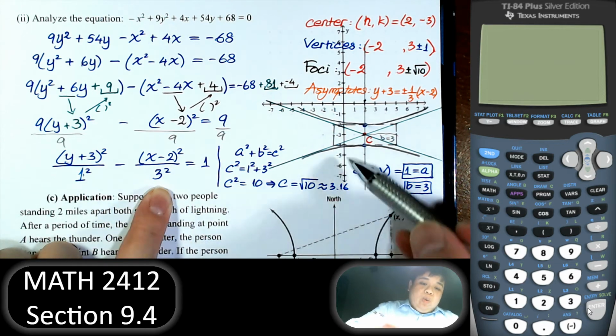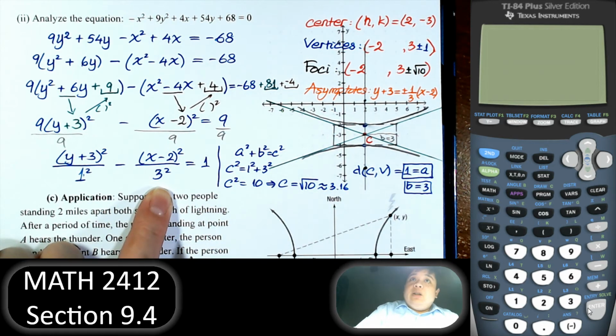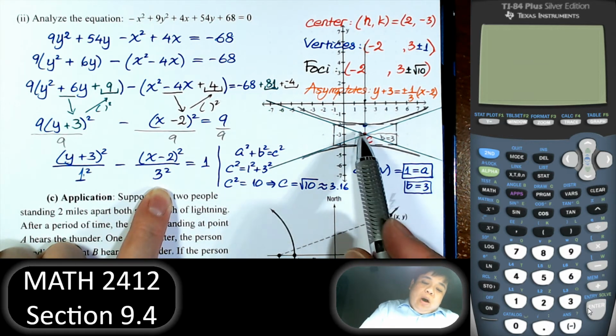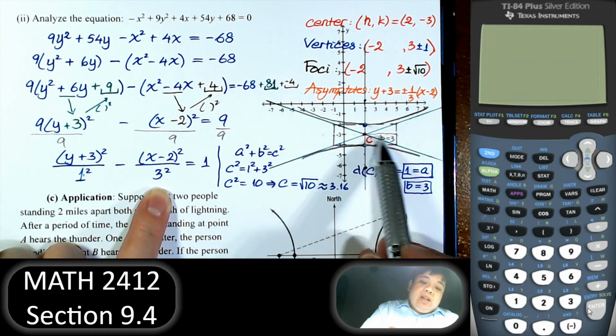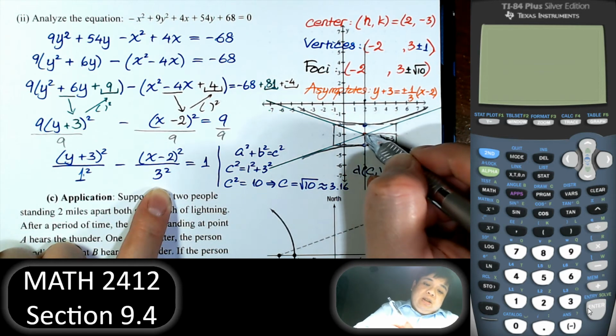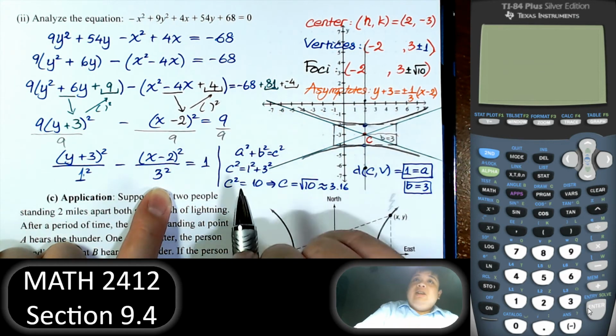We start with y squared, so this is going to be a vertical hyperbola. And then the distance from the center to the vertex is 1. The distance from the center to the side of the box is 3. So A and B give us C, which is the distance from the center to a focus. And then we have 2 foci.